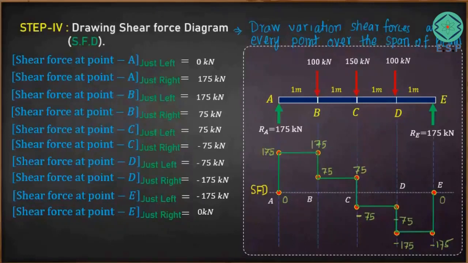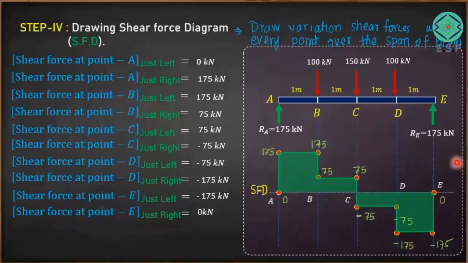So the shear force is varying like this. It goes from 0 to 175 at point A. From point A to B it remains 175. Then it goes down as you cross point B, and it becomes 75. From B to C it remains 75. As you cross point C it becomes minus 75. C to D it remains minus 75, and then if you cross point D it goes to minus 175. From D to E it remains minus 175. As you cross point E it becomes 0. So this is the variation of shear forces, and the diagram representing shear force is called the shear force diagram.